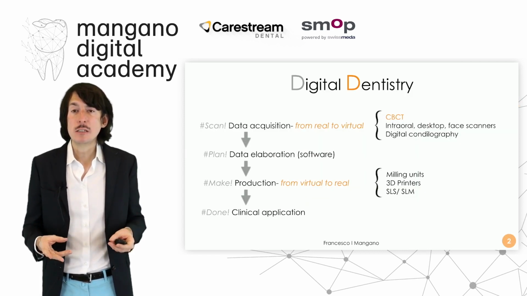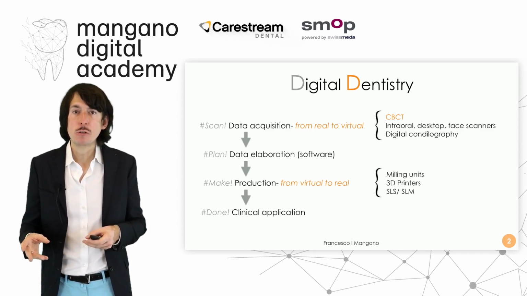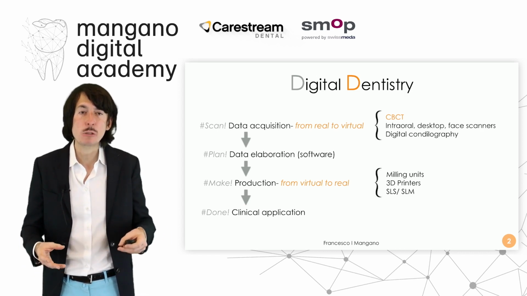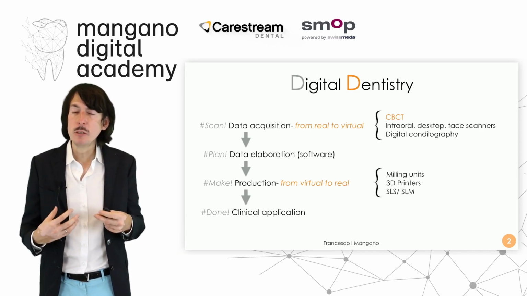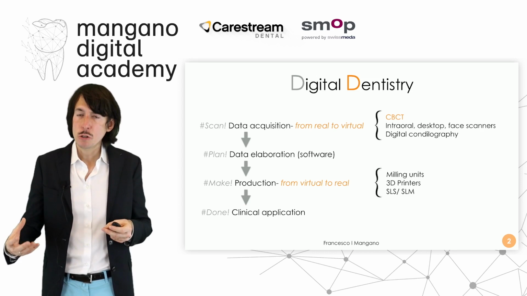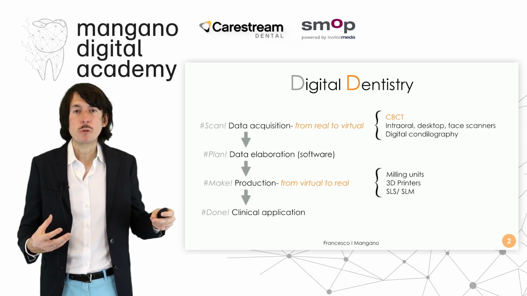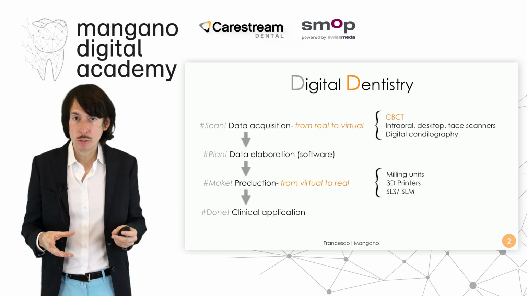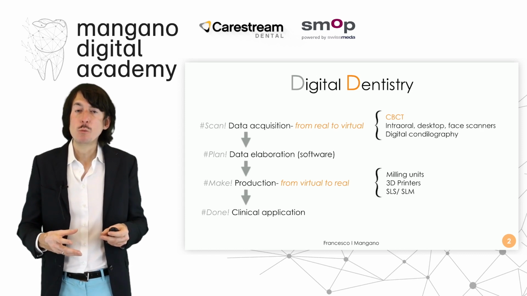Once again, digital dentistry is based on 4 steps, and these steps are the scan, data acquisition from the real to the virtual. We have several devices like cone beam computed tomography, intraoral, desktop and face scanners, and digital condylography to gather 3-dimensional data from our patient. These data are then transferred to software. We have surgical software, prosthetic software, and we also have software for orthodontics. With this software, we make our plans, our evaluations, we perform our diagnosis, and most of the time we also elaborate our treatment plan. And we design things.